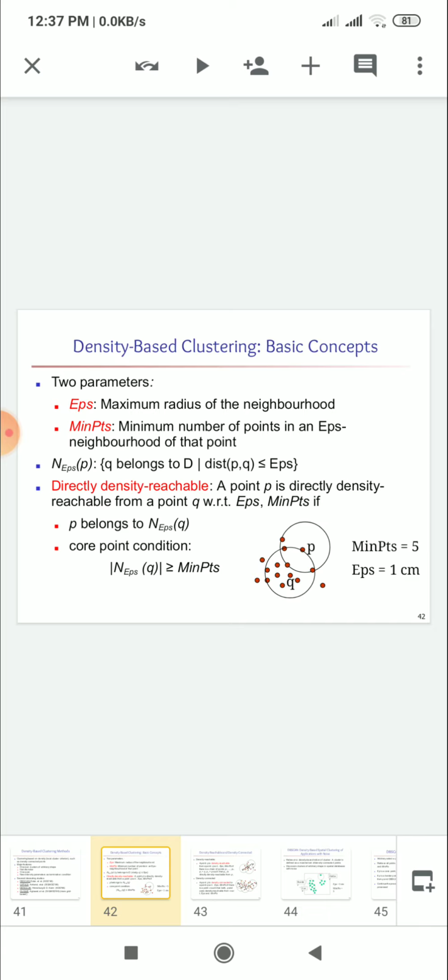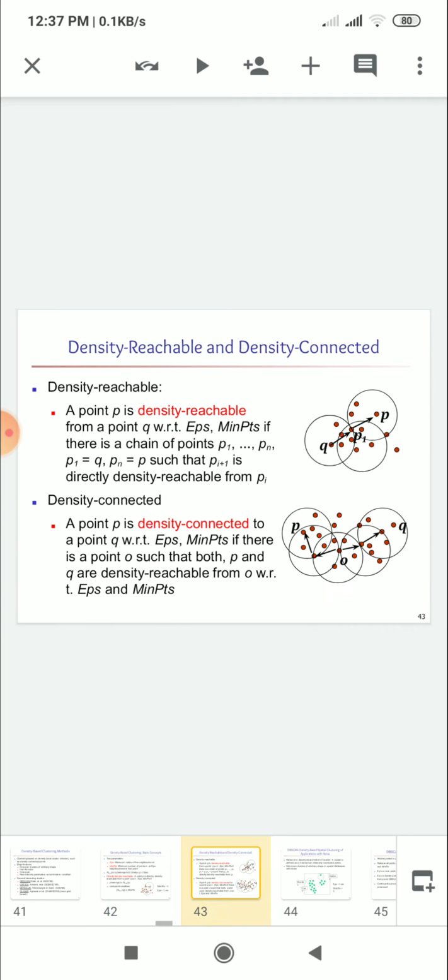Again I will tell, an object P is directly density reachable from another object Q if and only if Q is a core object and P is in the epsilon neighborhood of Q. Using the directly density reachable relation, a core object can bring all objects from its epsilon neighborhood into a dense region. Another is density reachable.